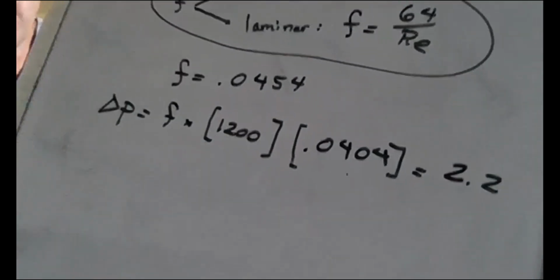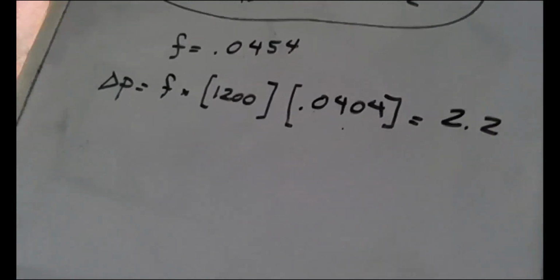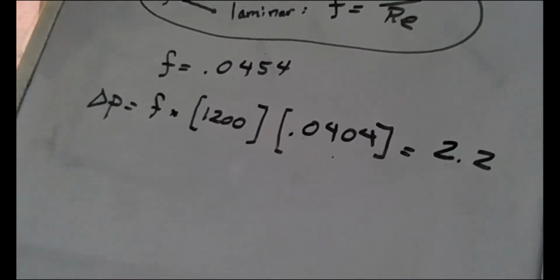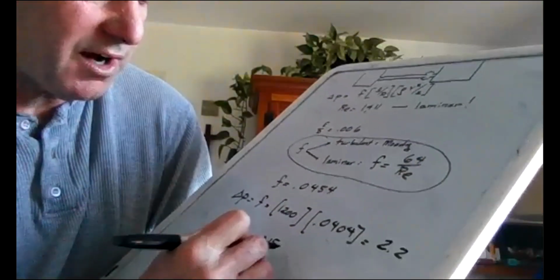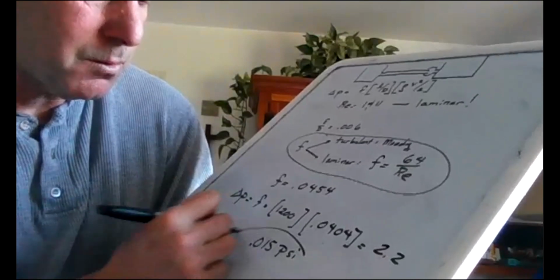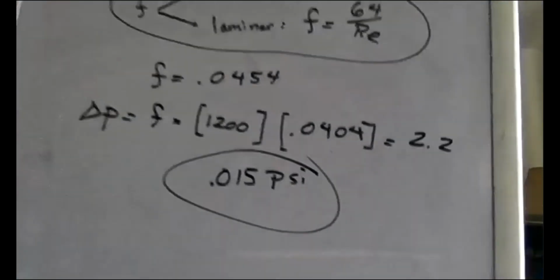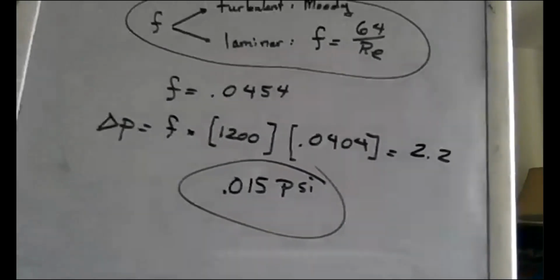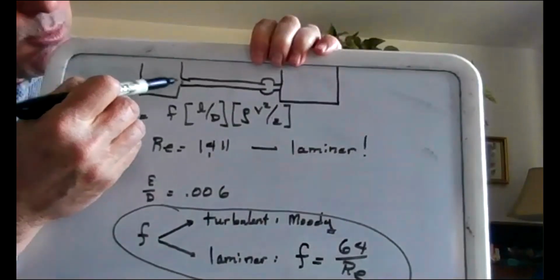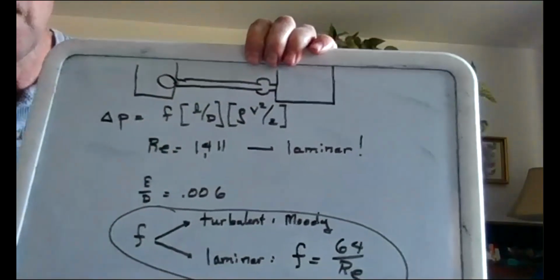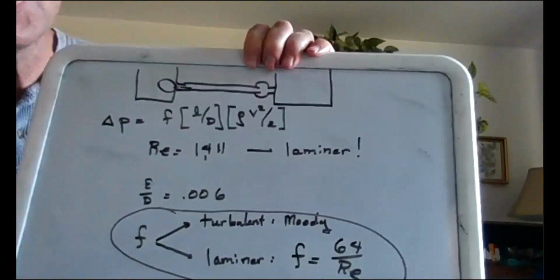Non-trivial, but we have to note that that is in pounds per foot squared. So to convert it to PSI, I'm going to divide by 144, and I get a pressure drop of 0.015 PSI. Wow, that is one low pressure drop. But that might make you think, hey, if we go back to the original situation, let's just skip the pump. We have to pressurize this water by less than a PSI to get it across there. Maybe there's some other way we can do it.